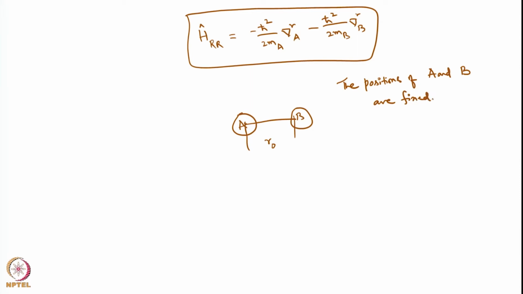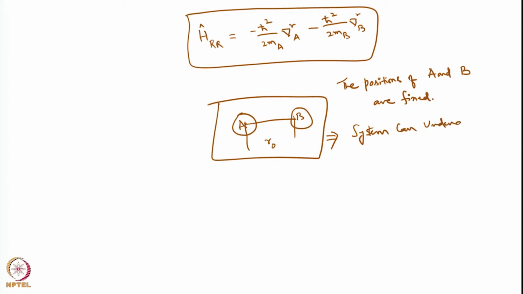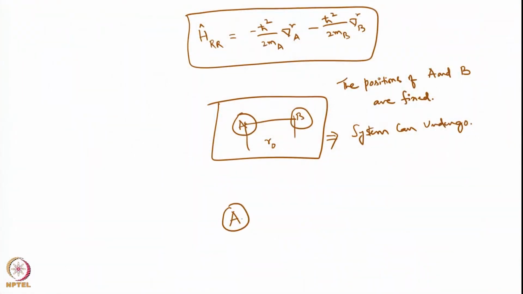Now, let us for a time being think about all the possible motions that this particular system can undergo. I told you the R0 is fixed. So, when the R0 is fixed, it can only undergo two motions. One is that if you have A and B attached by R0, then of course it can move along the x direction, the y direction and the z direction. So, the whole molecule can move in some direction along x, y and z.